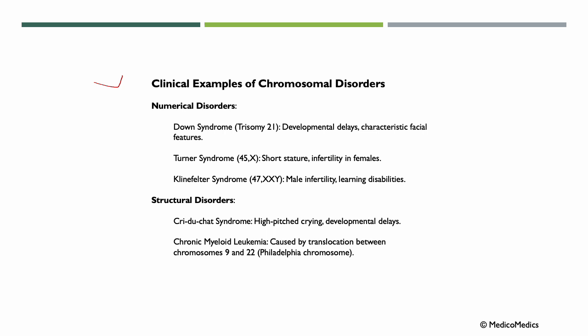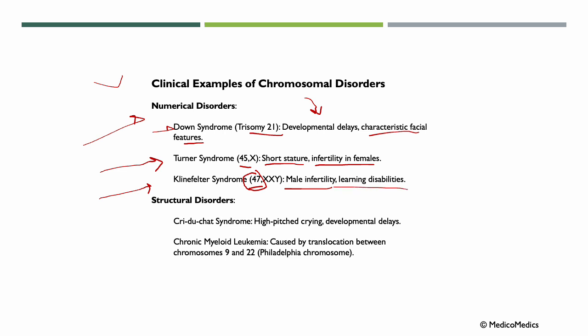Now, what are some clinical examples of chromosomal disorders? Well, we have numerical disorders like Down syndrome, trisomy 21, and we can have the clinical features of developmental delays, characteristic facial features, etc. We can have Turner syndrome, right, where there is a missing copy. Here we have short stature or infertility in females. Klinefelter syndrome, where you have an extra copy, 47 chromosomes. And this produces male infertility and learning disabilities. Now, Klinefelter only applies to males, and Turner syndrome only applies to females.